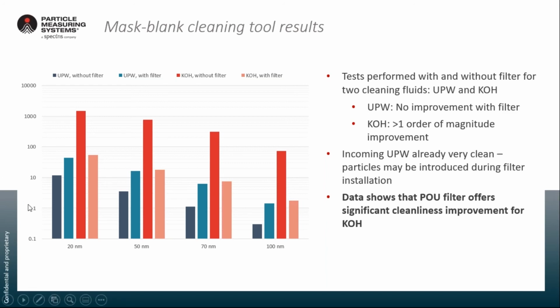So the bright red bar shows the particle counts before the installation of the filter, and the light red or pink bar shows the particle counts after the installation of the filter. And we see a clear one order of magnitude drop in particle concentration as a result of installing this filter. So the data shows that although there was no benefit to the cleaning tool after installing the filter for UPW, there was a clear benefit seen when using KOH as the cleaning fluid.